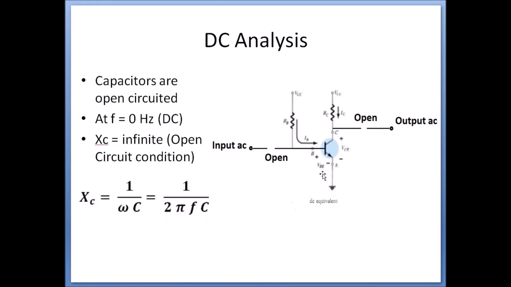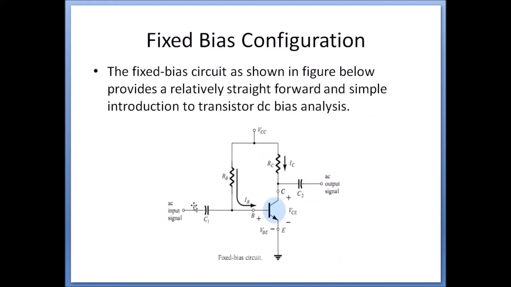Now as we have already discussed, as DC as well as AC, both the voltages are acting on the circuit, we will go for DC analysis and AC analysis separately. So let us first go through the DC analysis. Now in the previous circuit we have seen we have used two capacitors C1 and C2. Those are coupling capacitors.